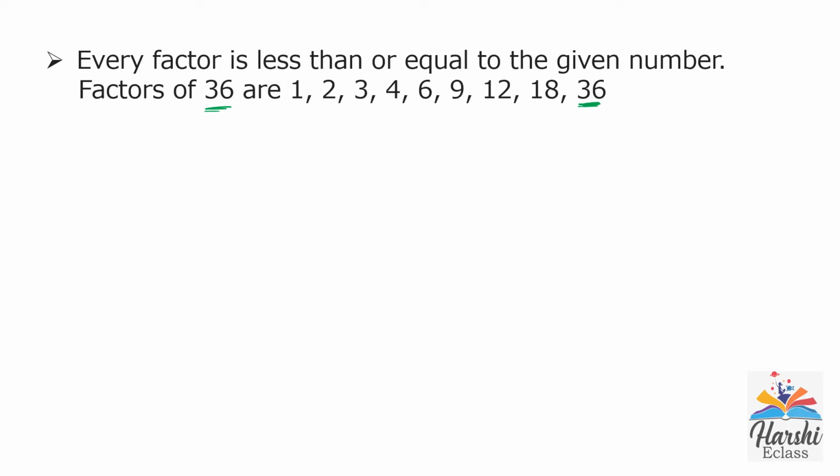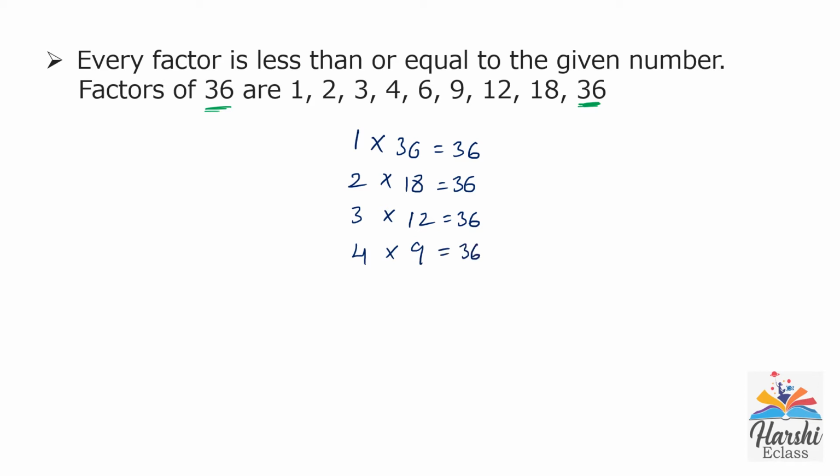How to find the factors of a number? Here I am going to write the factors of number 36. Starting from 1, I will check with each number. 1 thirty-six is 36. 2 eighteens are 36. 3 twelves are 36. 4 nines are 36. 6 sixes are 36.